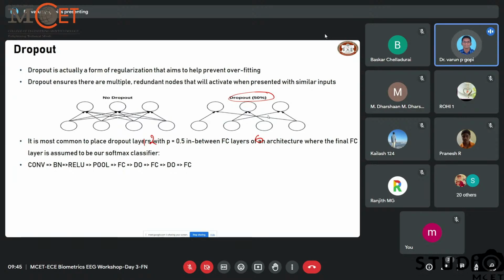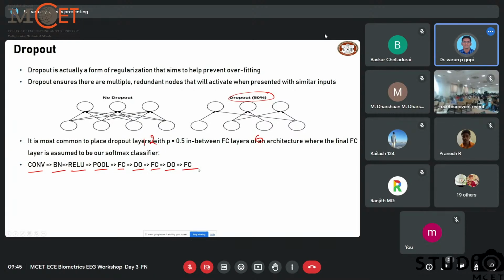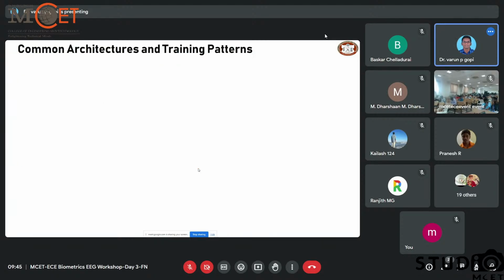So now we have to design our network like this: convolution, batch normalization, ReLU, pooling, fully connected, dropout, fully connected, dropout. This is the final classification layer. So this should be the process flow we have to follow.